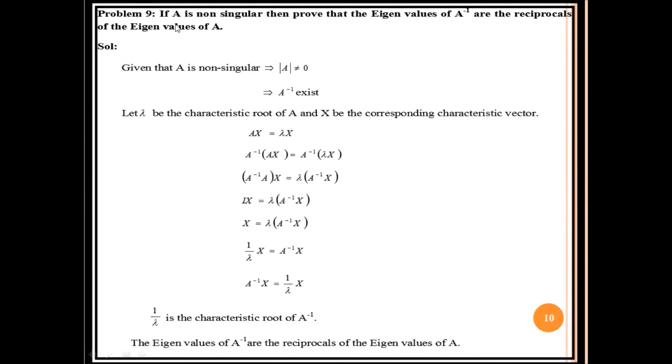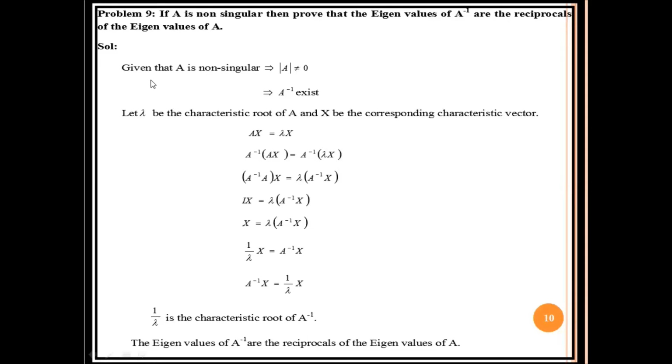Here A is a non-singular matrix. What is meant by non-singular? Determinant of A is not equal to 0. Then prove that the eigenvalues of A inverse are the reciprocals of the eigenvalues of A. Suppose the eigenvalue of A is lambda. What we want to show is that 1 by lambda is the eigenvalue of A inverse. So if lambda is the eigenvalue of A, then we want to show 1 by lambda is the eigenvalue of A inverse.